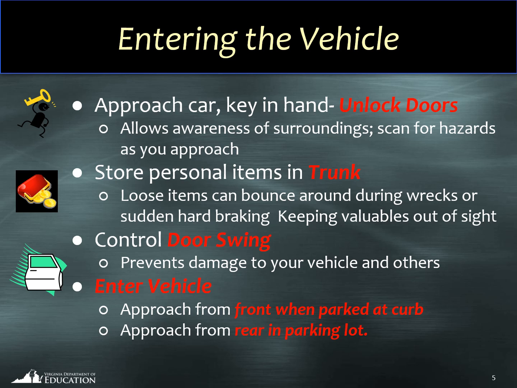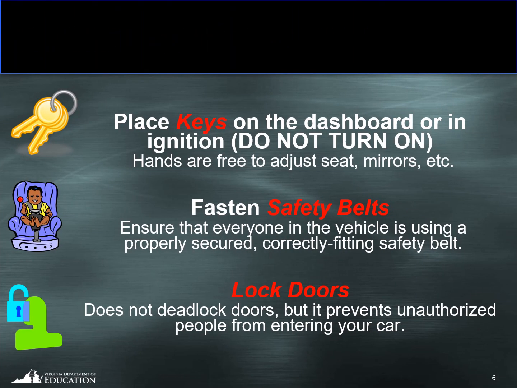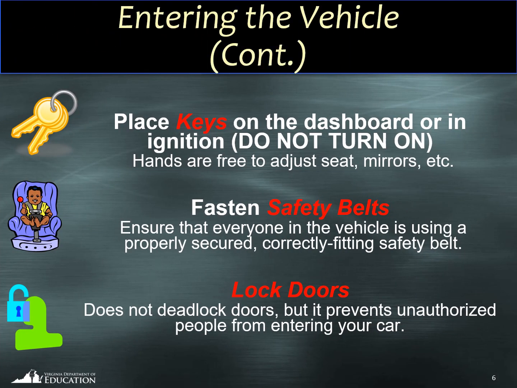Again, be aware of your door swing. Place your keys on the dashboard or in the ignition, but don't turn on the vehicle. Before you turn it on, fasten your seatbelts, and make sure all your passengers have their seatbelts on as well. Then lock the doors, because once you're in the vehicle and you're secured, lock the doors to keep everything safe, and you're in a safe space in your vehicle.